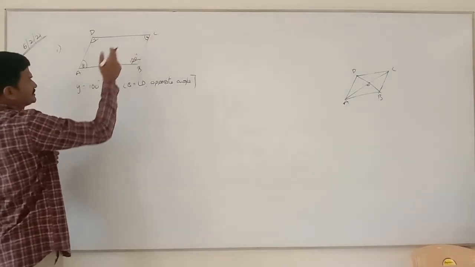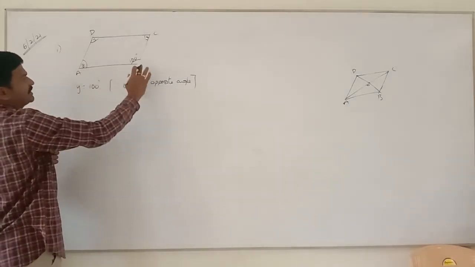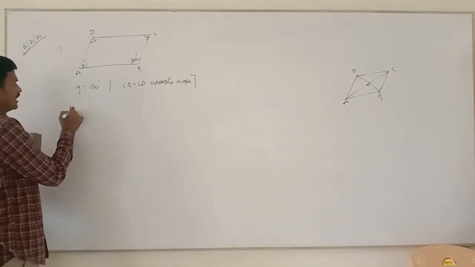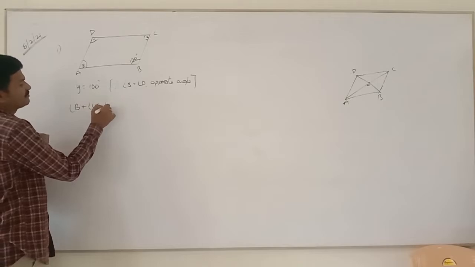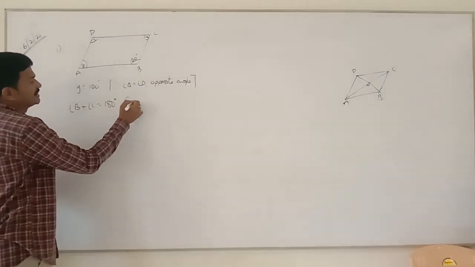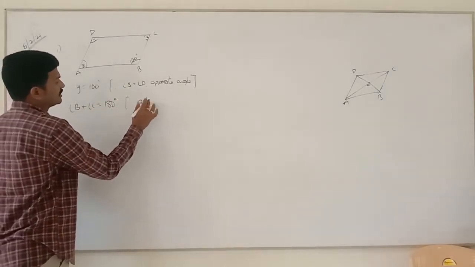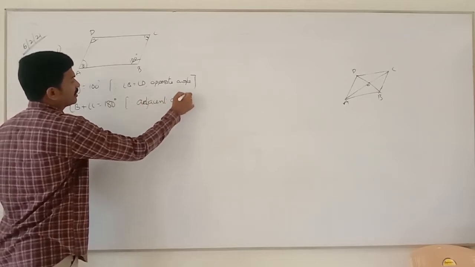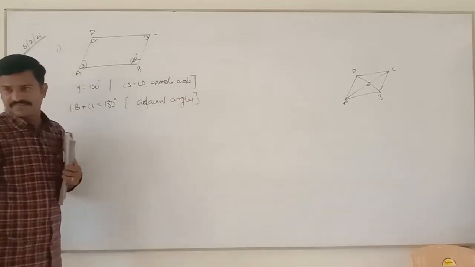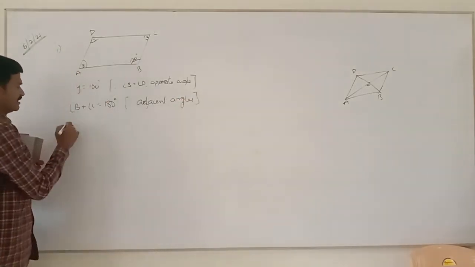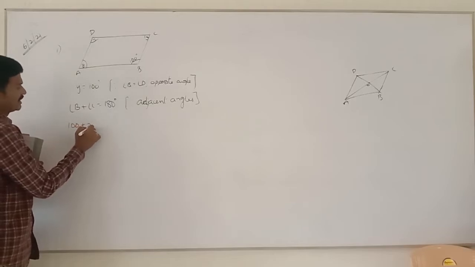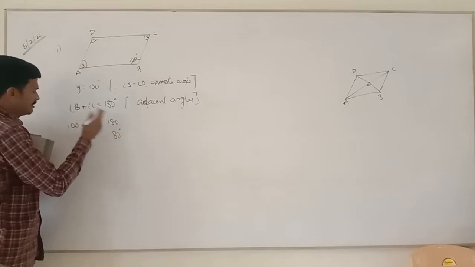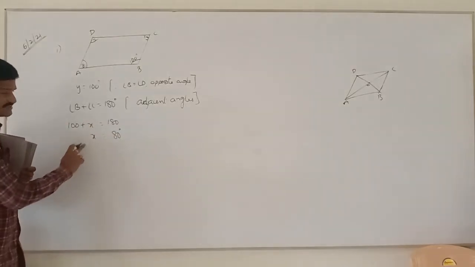Now how will you find x? 100 plus x. That means B and C are adjacent angles. So angle B plus angle C equals 180 or not? Yes, sir. Since adjacent angles of a parallelogram are supplementary, we have that property. Now B is given as 100, plus C is x, that equals 180. Then x is equal to 180 minus 100, 80. So x is 80.